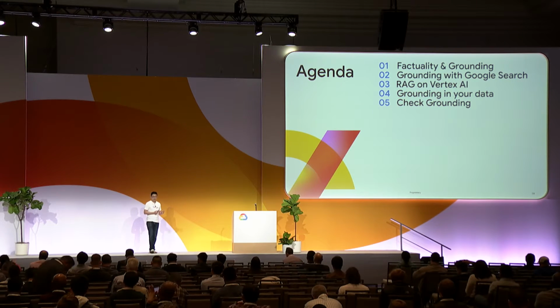And then my colleague Tom is going to talk about different choices of RAGs that you can use and pick from Vertex AI. We're also going to introduce the way to do grounding with your own data with Vertex AI Search. And then we also have some cool API about check grounding so you can use it in your applications. So let's dive right in.